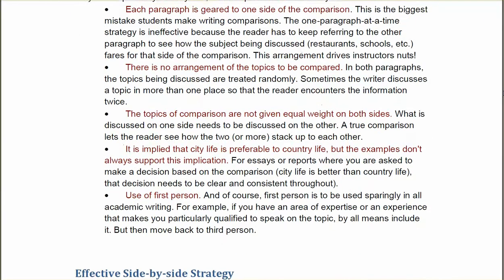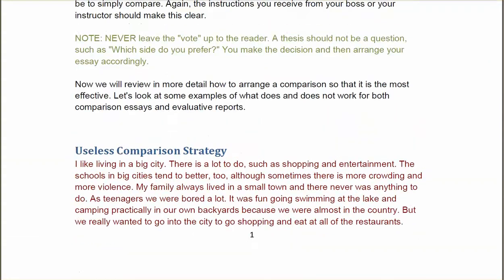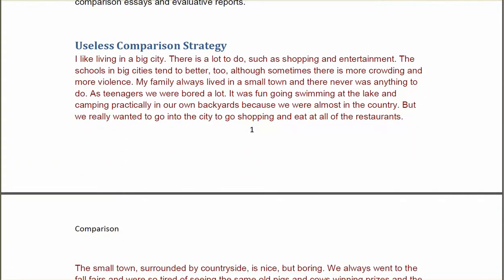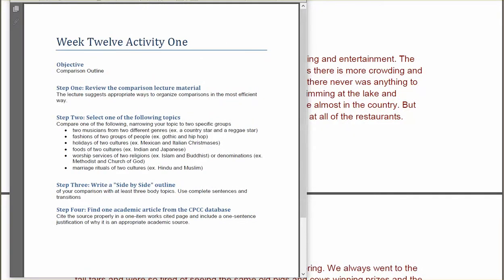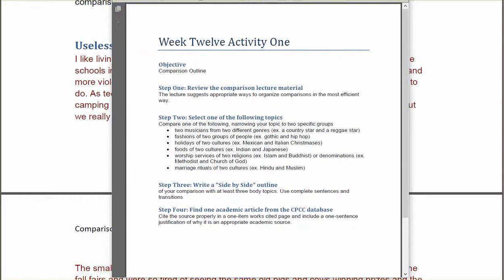So let me try to make you dizzy here by scrolling up very quickly. Some of the things that you need to pay attention to when you're doing a comparison is to make sure you're talking about the same things for both topics. Let me see if I have the instructions up here for the week 12. Here, I do have them up. Okay, so I've got this here. The week 12 activity 1 and activity 2 is almost identical.